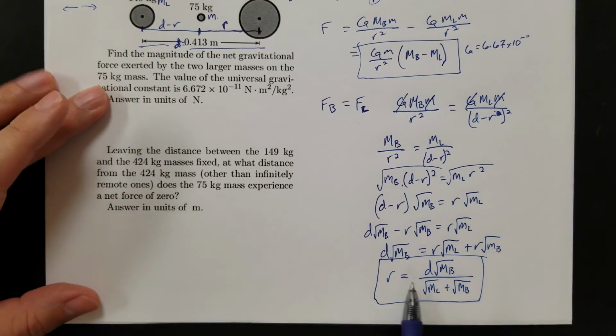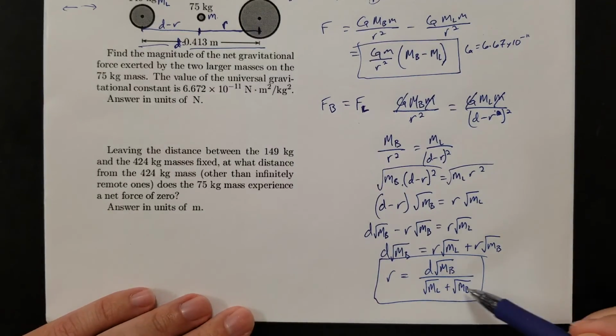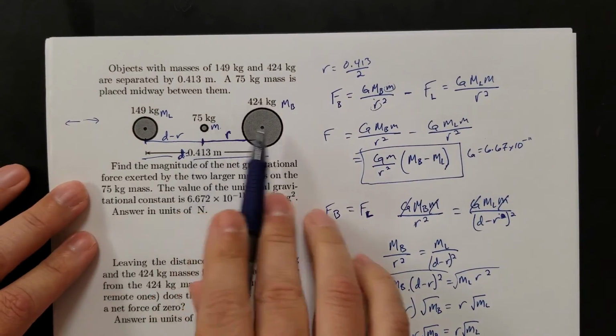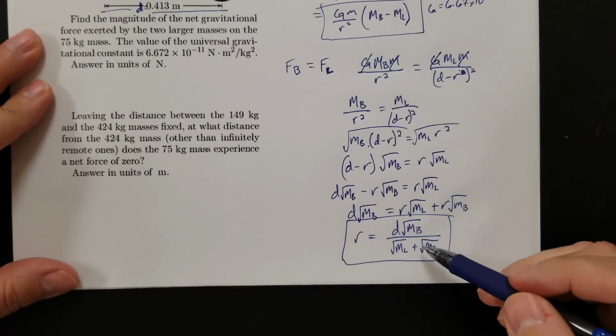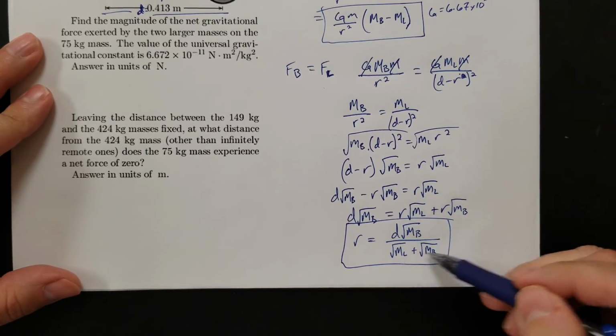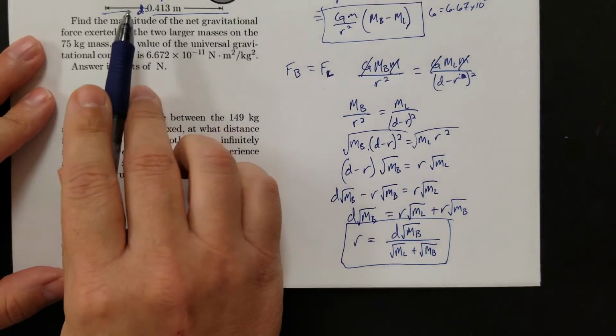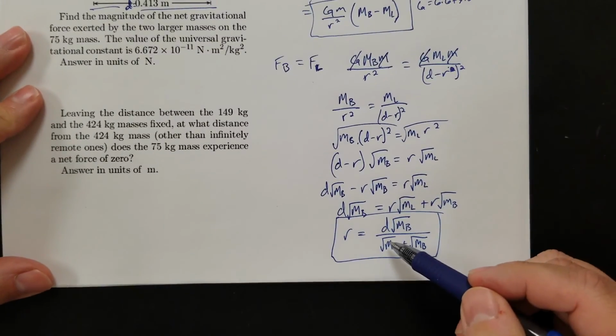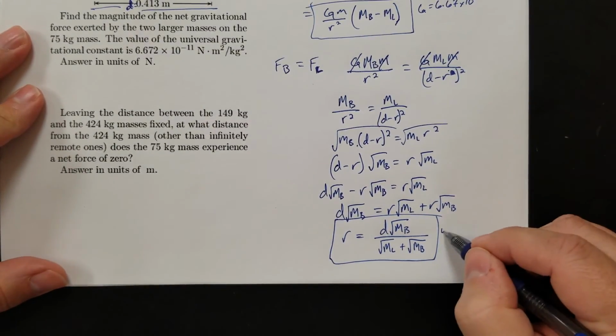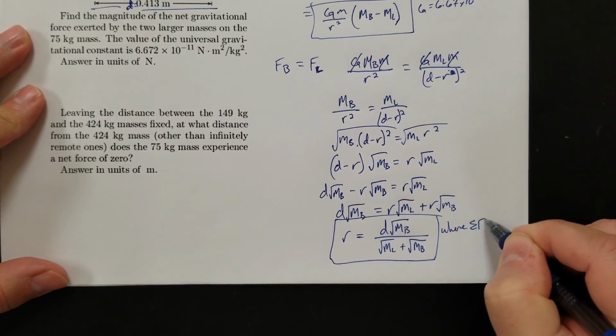So to get the second one, if I plug in my masses for them, notice it doesn't even matter what this one is. The distance is what determines it, right? So if I plug in my mass of my big ones, my little ones here, and I plug in the total distance D for D, that'll give me R. That'll tell me where the net force is 0.